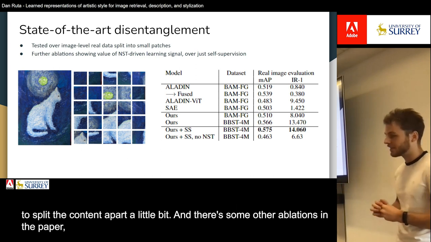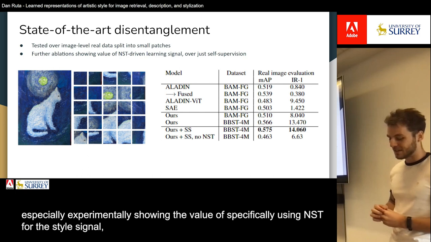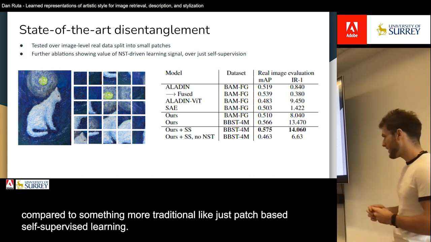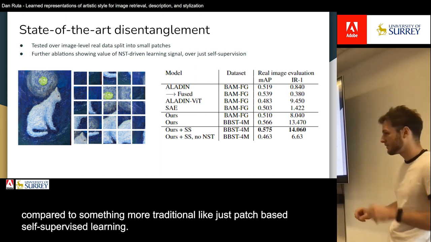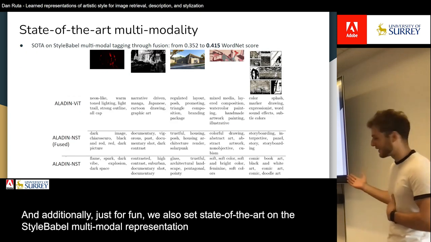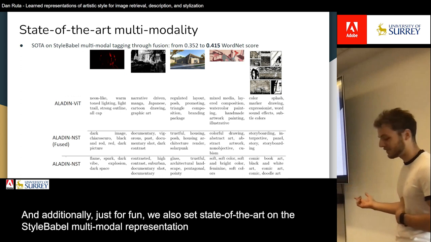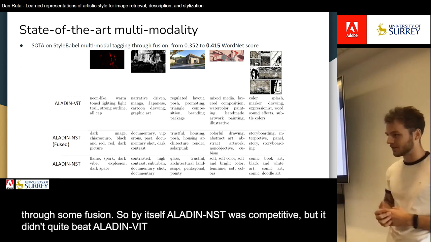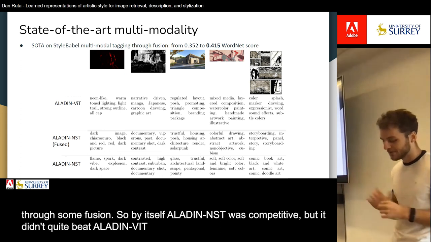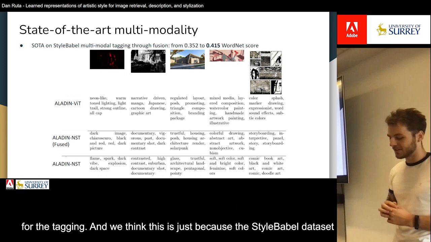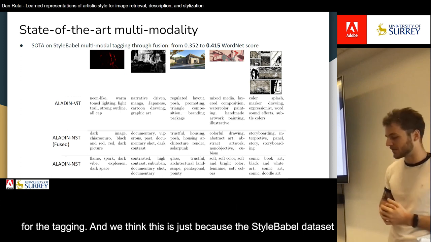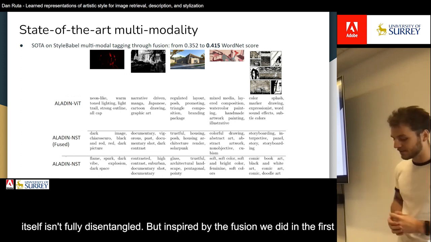Yeah, there are some other observations in the paper, especially experimentally showing the value of specifically using an NST-based style signal compared to something more traditional like just patch-based self-supervised learning. And additionally, just for fun, we also set a state-of-the-art on the StyleBabel multimodal representation through some fusion. So by itself, ALADIN-NST was competitive, but it didn't quite beat ALADIN-ViT for the tagging. And I think this is just because the StyleBabel dataset itself isn't fully disentangled.